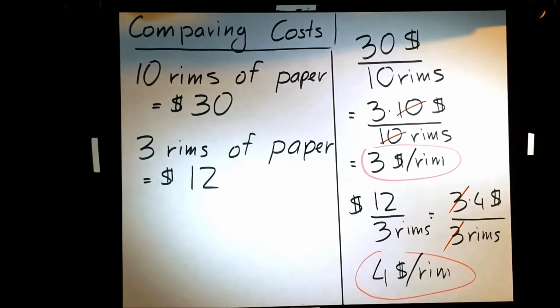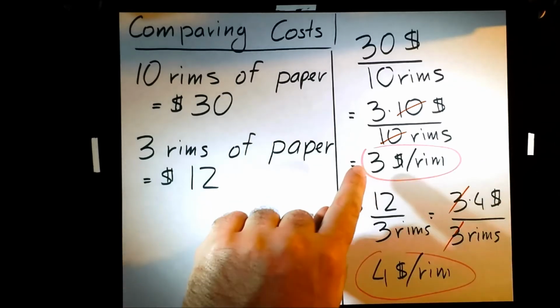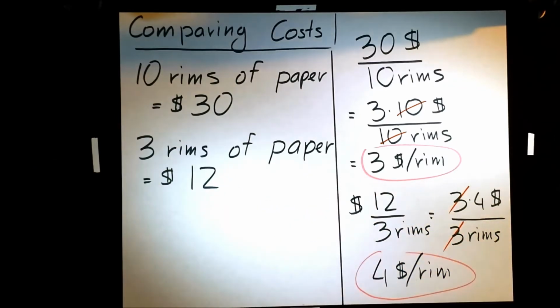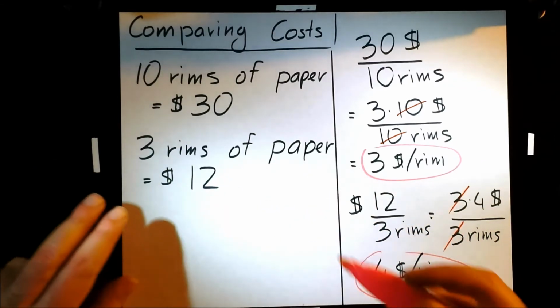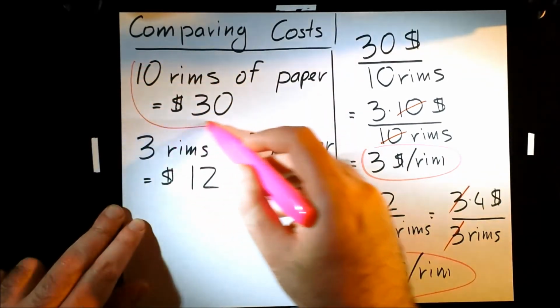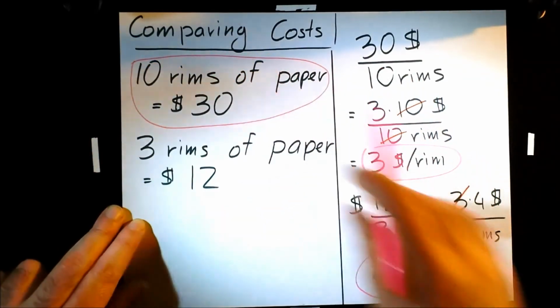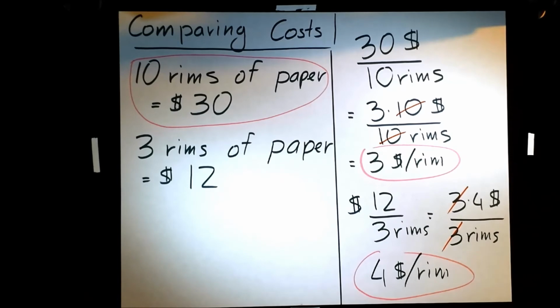Which unit rate is cheaper? Which one's more affordable? $3 per ream, of course. So if you were buying reams of paper, this would be your way to go. That's cheaper. You have to buy more, but you end up saving quite a bit in the long run. Questions on how we compare costs?